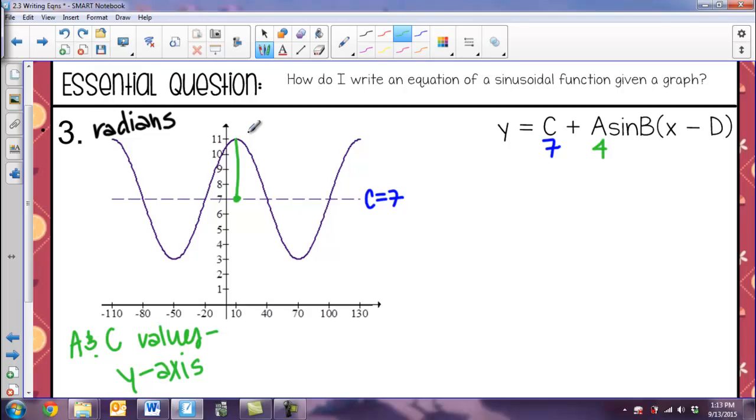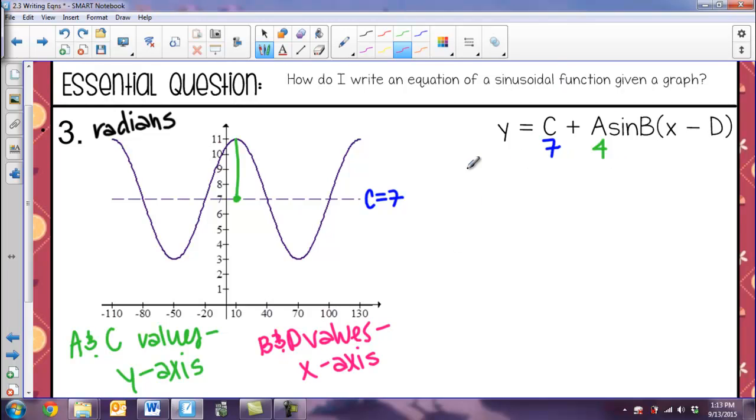Then you're looking to see where is it from the middle to the top or from the middle to the bottom. So A and C deal with the y-axis, counting on the y-axis, which means that your B and D values are going to deal with your x-axis.